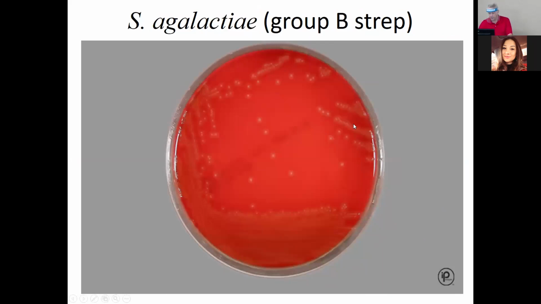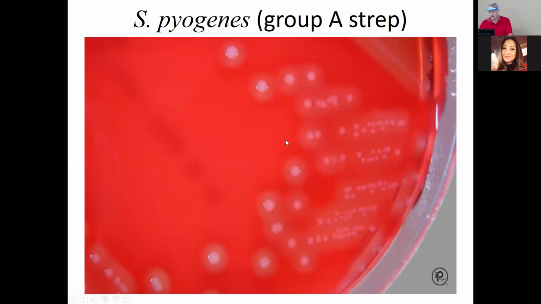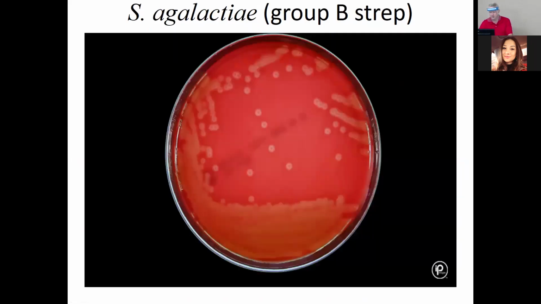Here's the group B strep, still beta hemolytic, okay? Nothing's changed, it's not alpha. It's still golden, it's still clearing, but not near as pronounced as far as the colony. Look, that looks great, right? Most of y'all's staph looked like that on Tuesday, right?